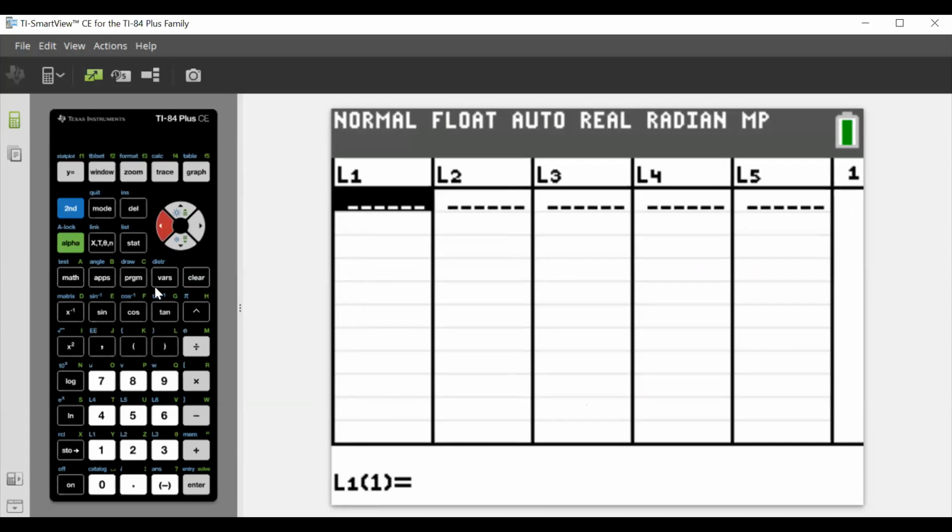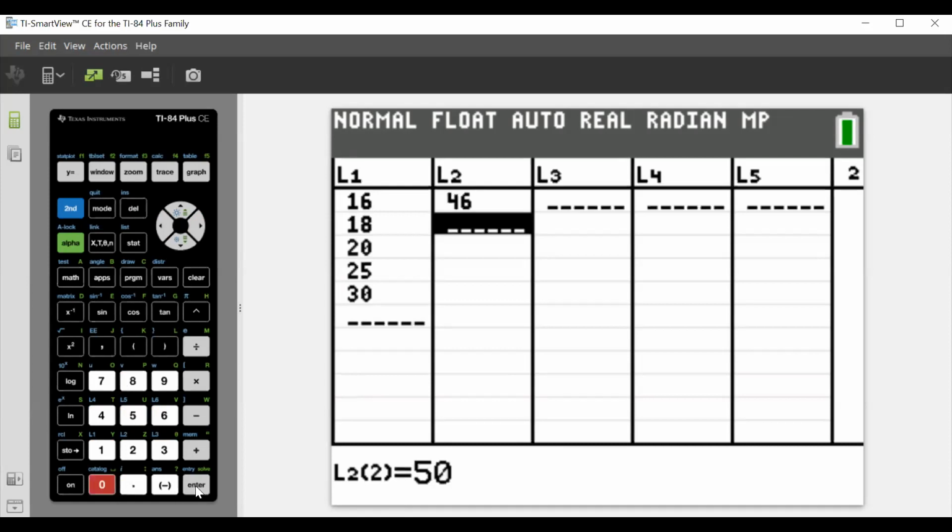Now we can type our data. So now we just type our x's and y's. X goes in L1, y goes in L2. So our x's were 16, 18, 20, 25, and 30. And then our y's, we had 46, 50, 54, 55, and 62. Okay. Now we've got the data in.